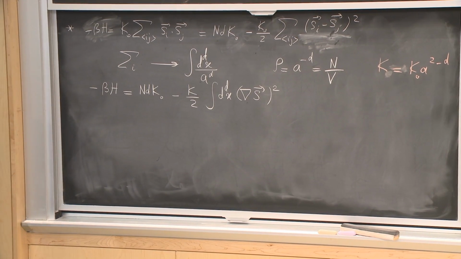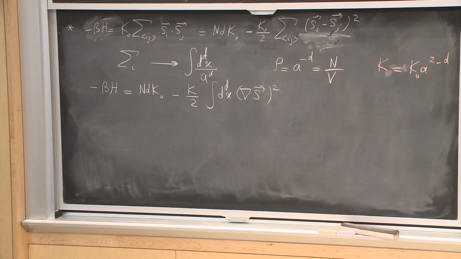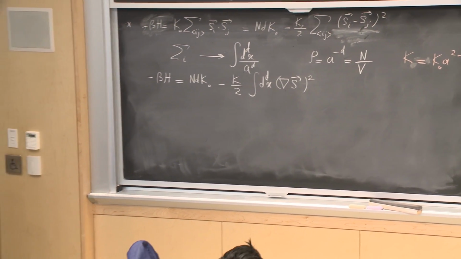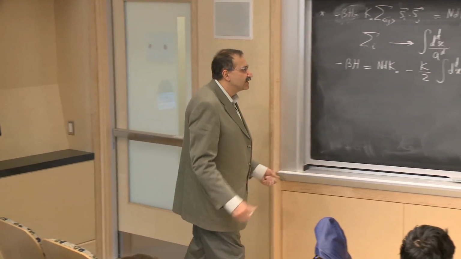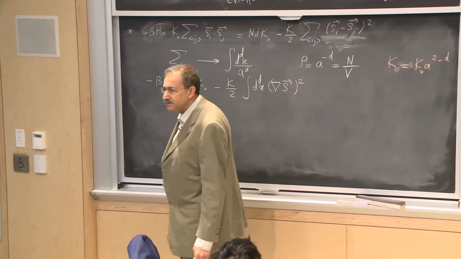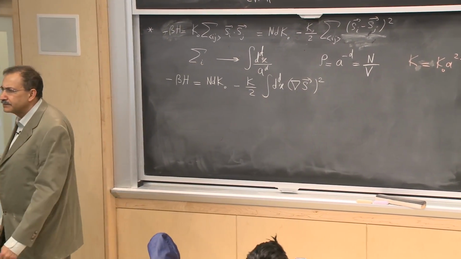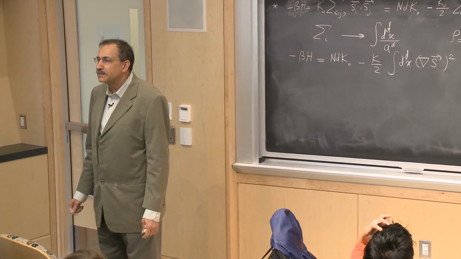Question. Yes. Is this step only valid for cubical lattices? Yes. If it was something like a triangular lattice, there would be some numerical factor here. Oh, but I mean the part, like writing the difference in the spin squared as the gradient squared? Like if it were a triangular lattice?